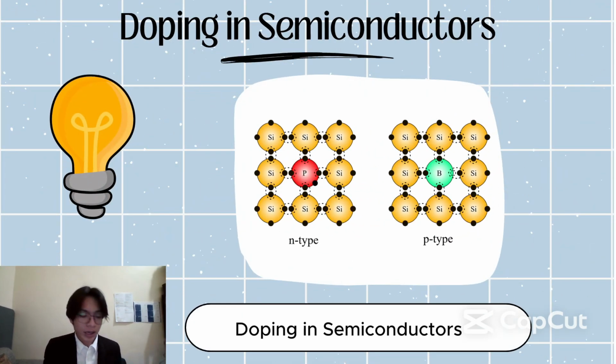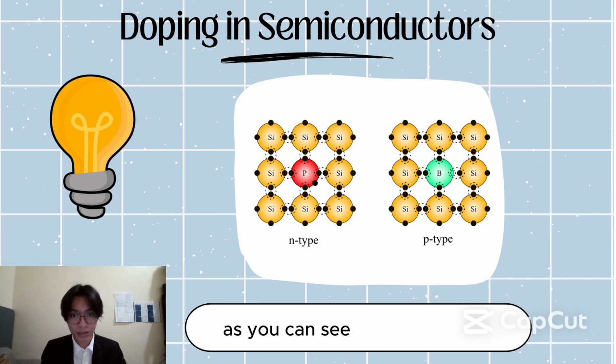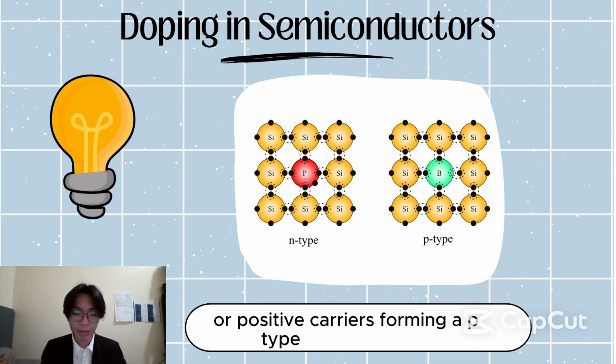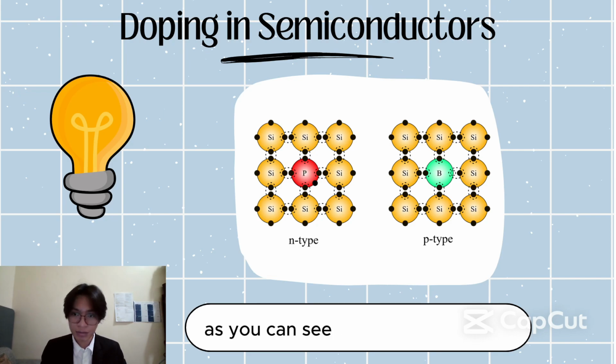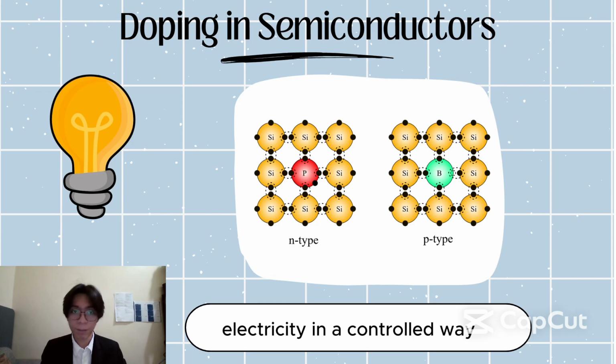Doping in semiconductors. Doping is the process of adding small amounts of impurities to pure silicon. Adding elements like phosphorus introduces extra electrons. This makes it an N-type semiconductor, as you can see from the slide. Adding elements like boron creates holes, or positive carriers, forming a P-type semiconductor, as you can see from the other picture. Doping is what allows semiconductors to conduct electricity in a controlled way.